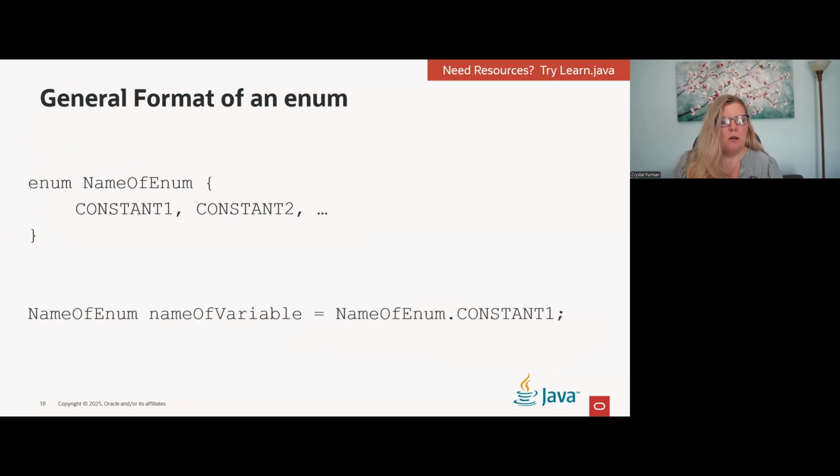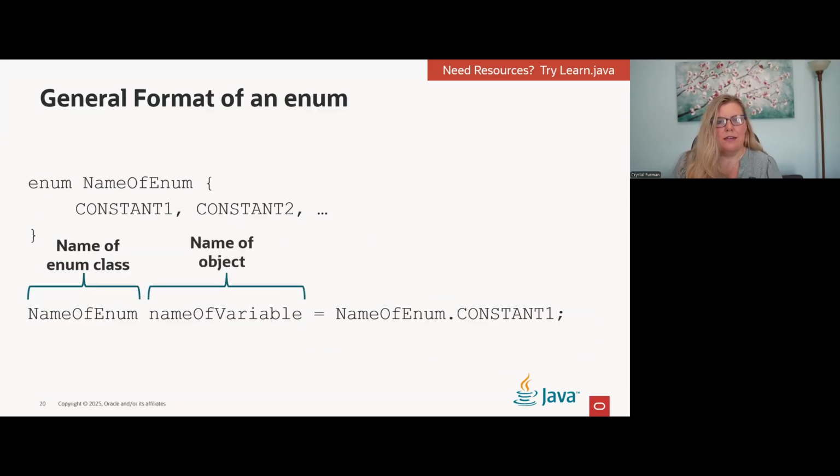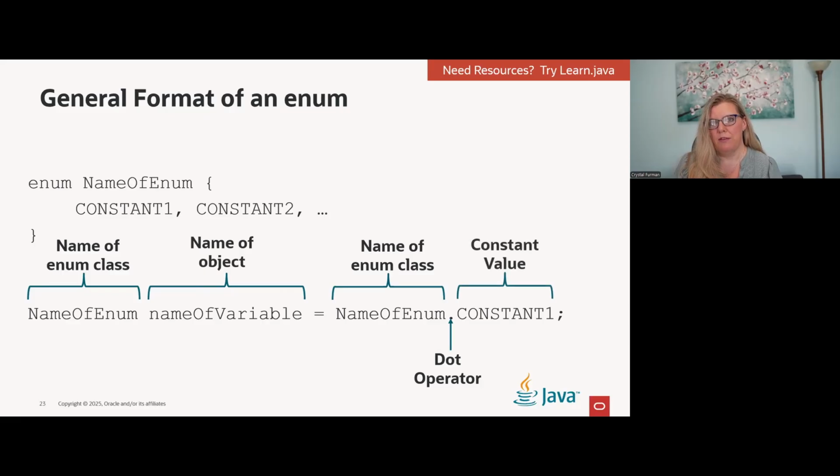To create an enum, we're going to use the name of the class. This is just like creating any other object. The name of the object equals, but in this case, because we know what those constants are, it's the name of the class dot the constant that we want the value to be.